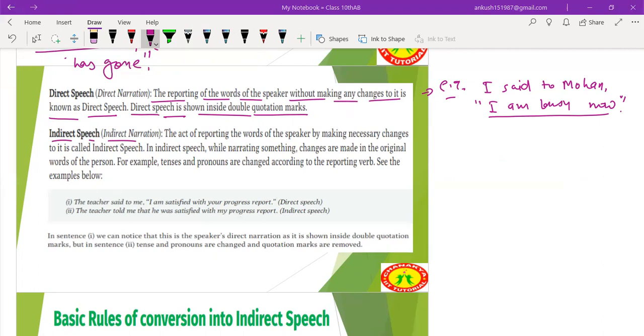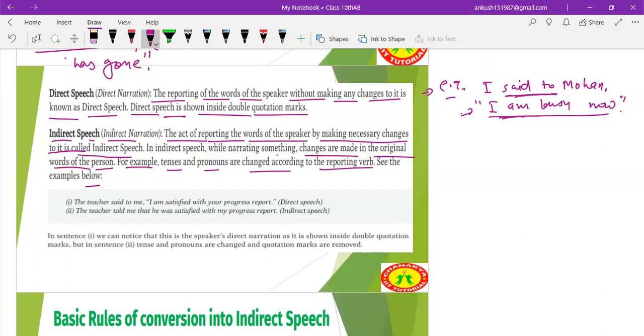Let us understand this. The act of reporting the words of the speaker by making necessary changes to them is called indirect speech. Means some changes would happen to these words. They would not be written as they are. While narrating, changes are made in the original words of the person. For example, tenses and pronouns are changed according to the reporting verb. Reporting verb means the verb which is written outside the inverted commas. This is called the reporting verb, and this is the reported speech.